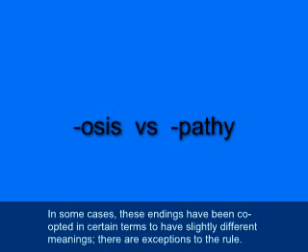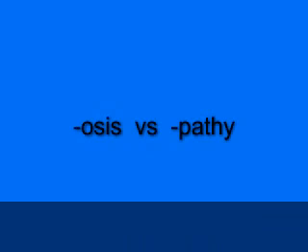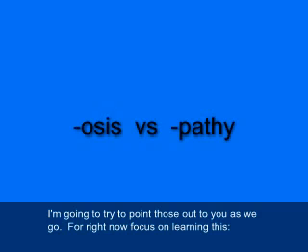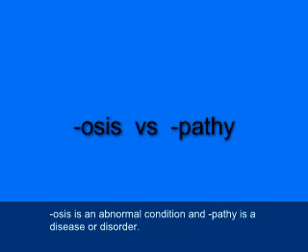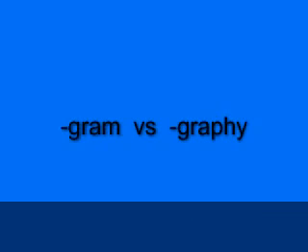Now in some cases, these endings have been co-opted in certain terms to have slightly different meanings. They're exceptions to the rule, and I'm going to try to point those out to you as we go. But for right now, focus on learning this. Osis is an abnormal condition, and pathy is a disease or disorder.